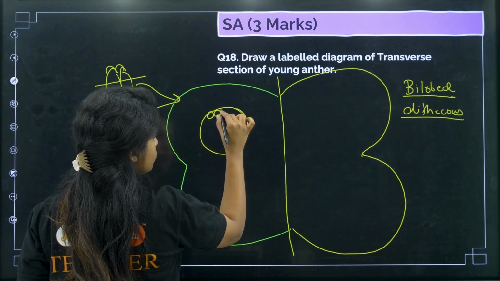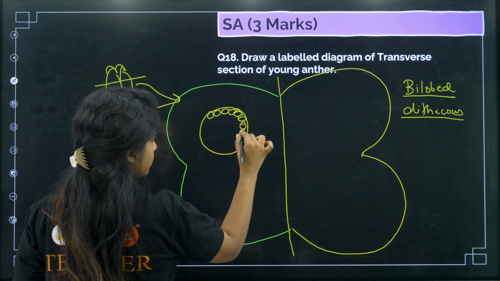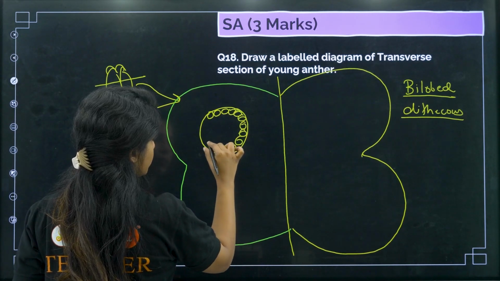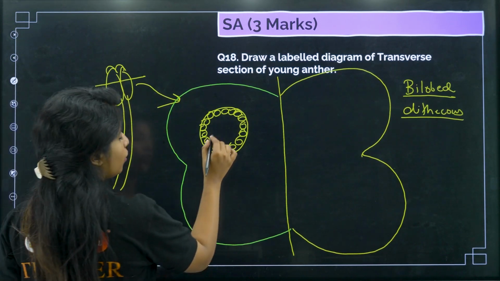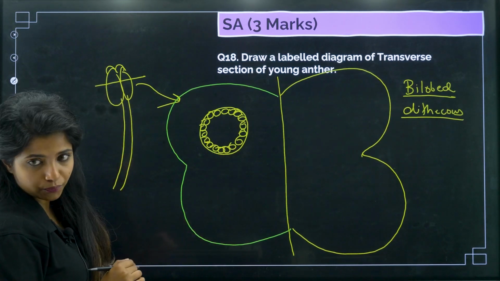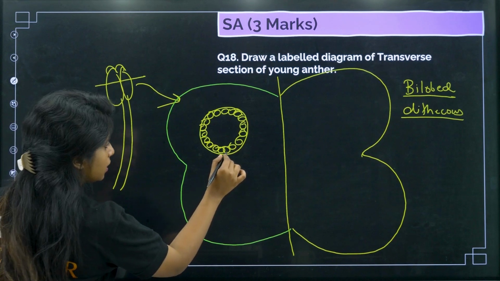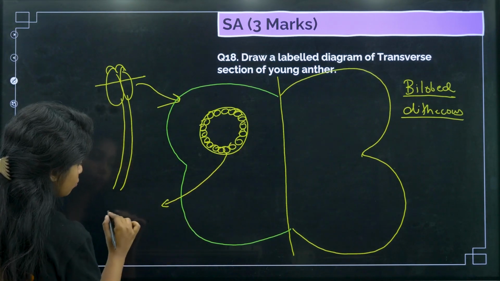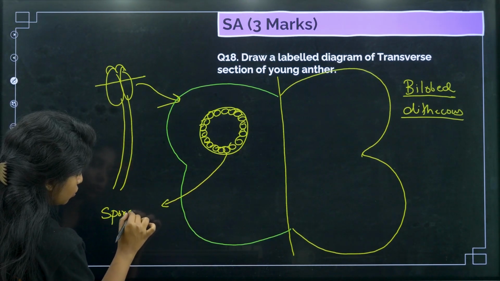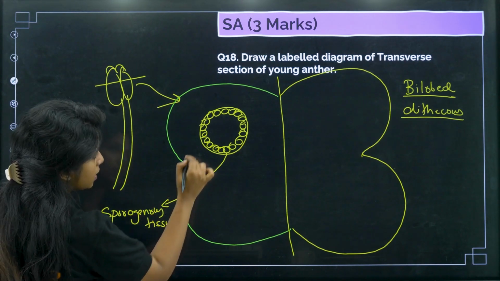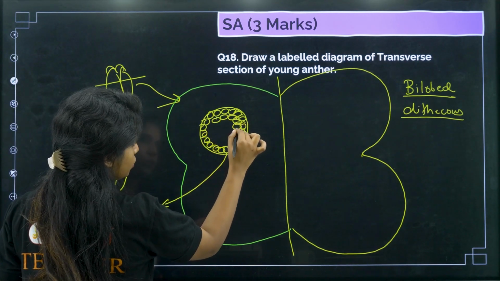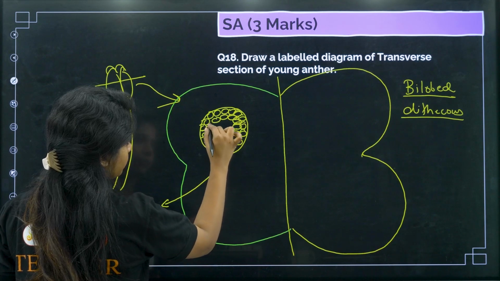These have so many cells, my dear children. This thing that I am making has so many cells. Can you guess what this is? This is your microsporangium, or basically I'll call the tissue found over here, the cells together, as porogenous tissue. So you have so many cells over here.